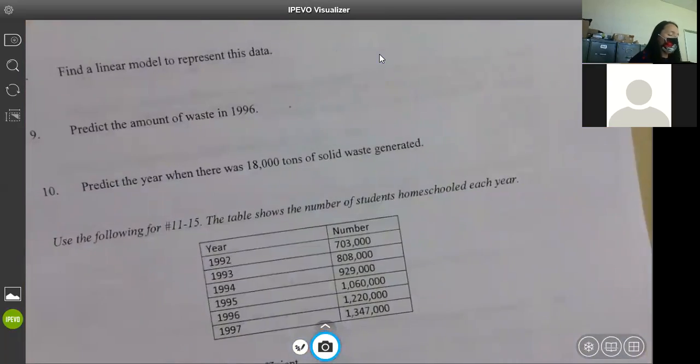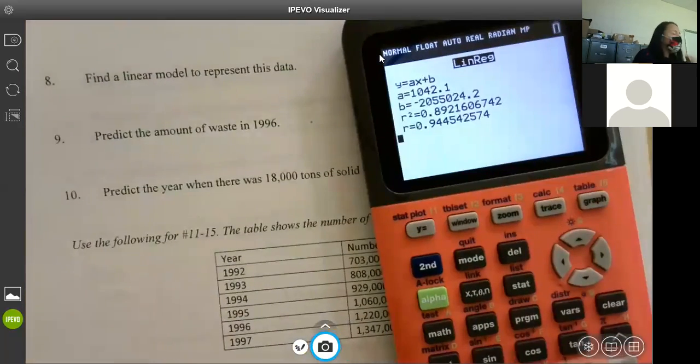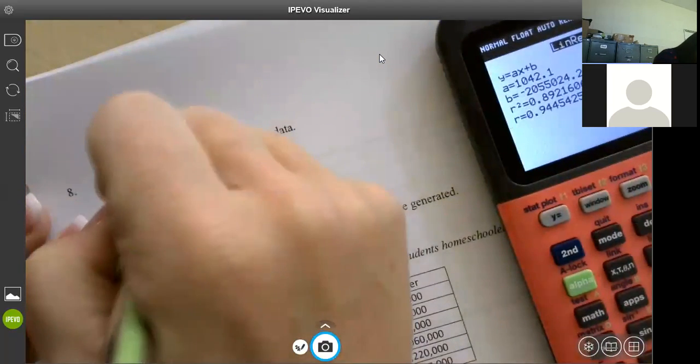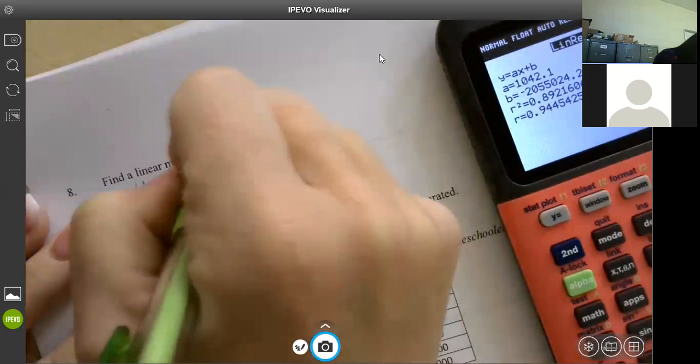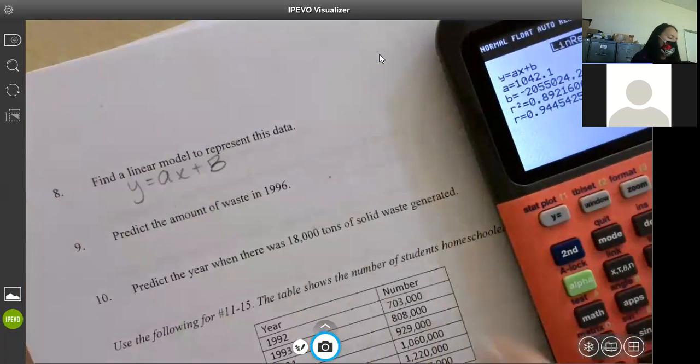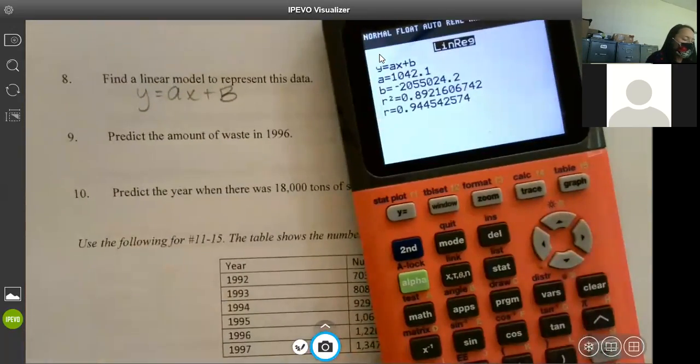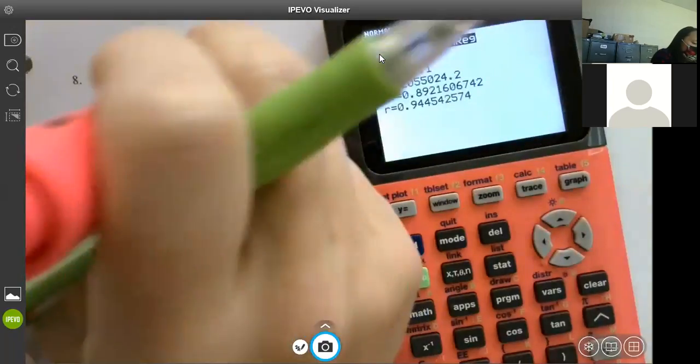All right. Number 8 says the same thing, model to represent the data. This one is a really nasty one, but you do the same thing. Remember, you can use your calculator, so it's not a huge deal. Yeah, strong positive. All right, so y equals ax plus b. We're going to plug in for a and b, and those are on your calculator.